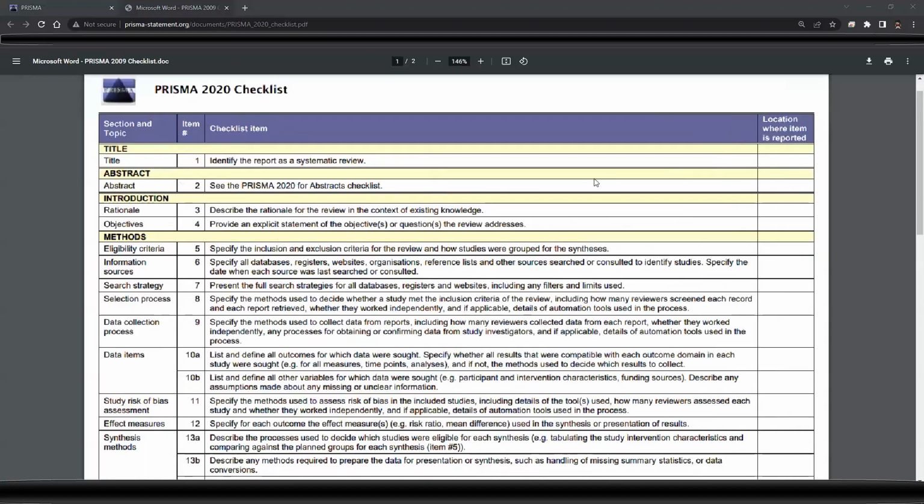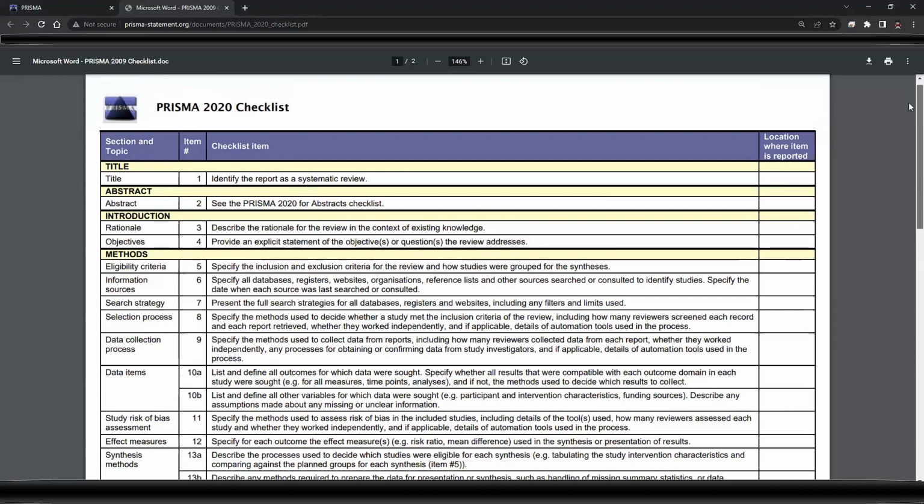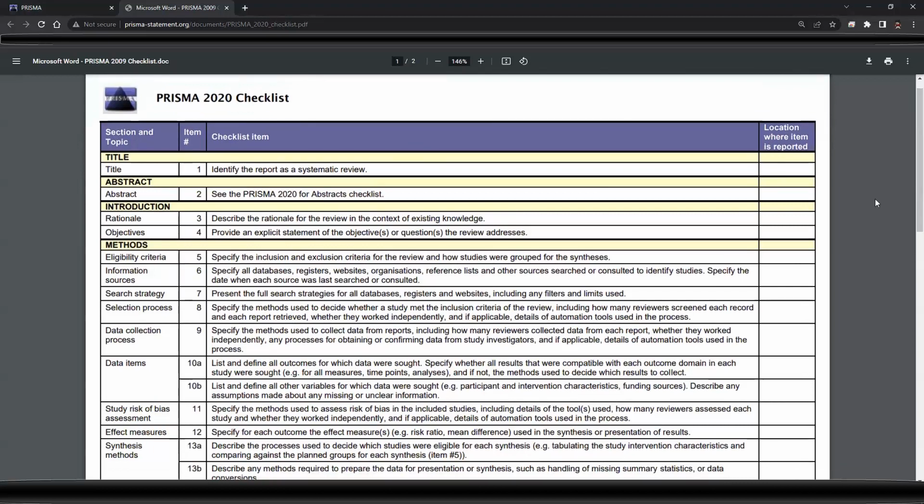Sorry, I'm just not sure how to give you access. It says you have access, but it's not giving it to you for some reason, I'm guessing. But this is what you're talking about, right? Yeah. So if you go to number 11, it says specify methods, and then in the results section, it also says report on the results of your risk of bias. And it comes up several times.